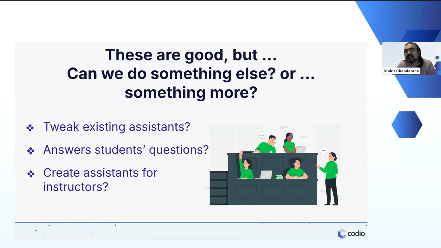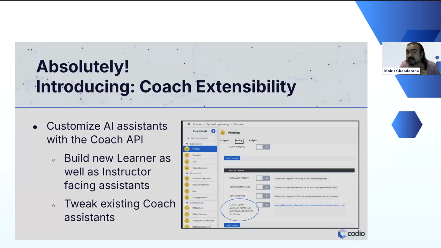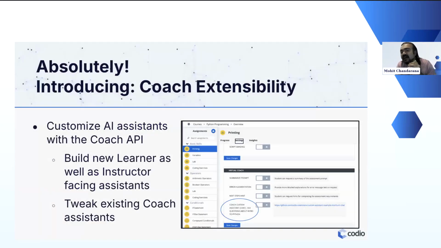Or, oh, I actually want some AI help in writing curriculum, but I have my own style and I want my own prompt behind it. So can I create a personal assistant for myself as an instructor? The answer is yes to all three. And this is where our Coach extensibility feature comes in.